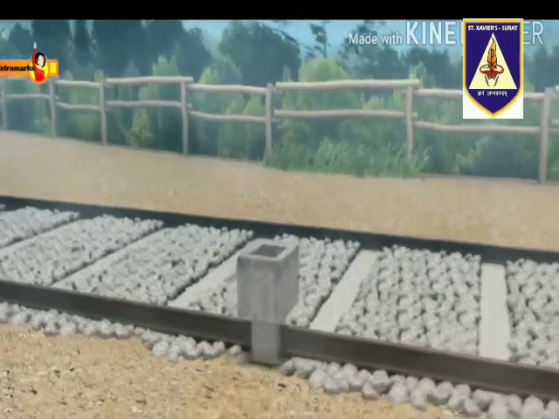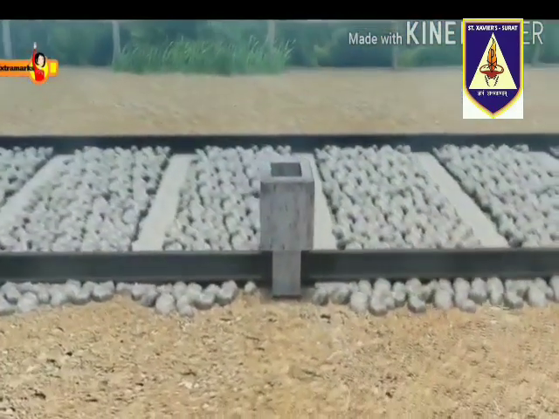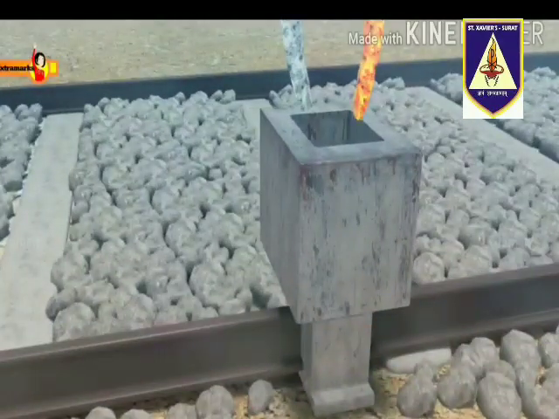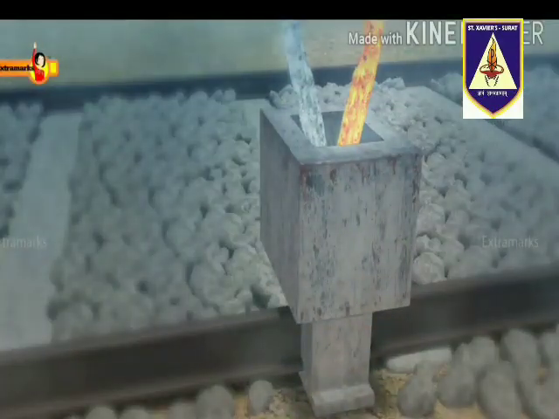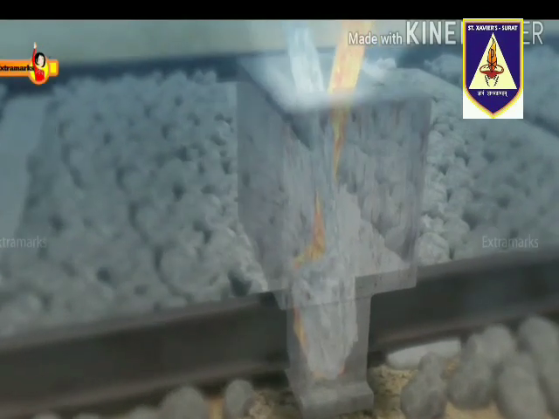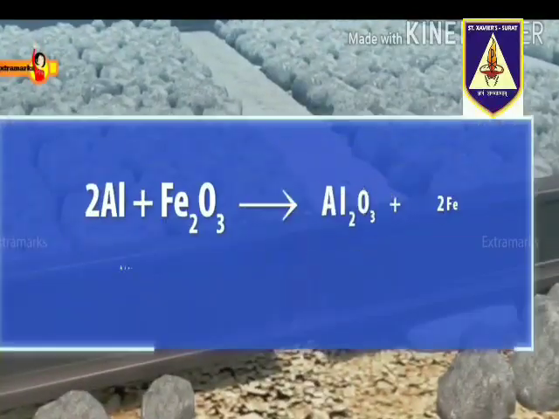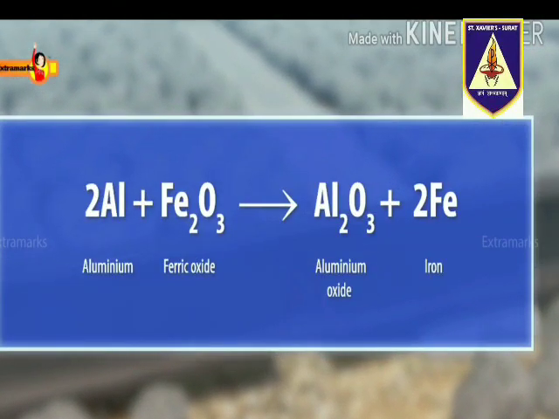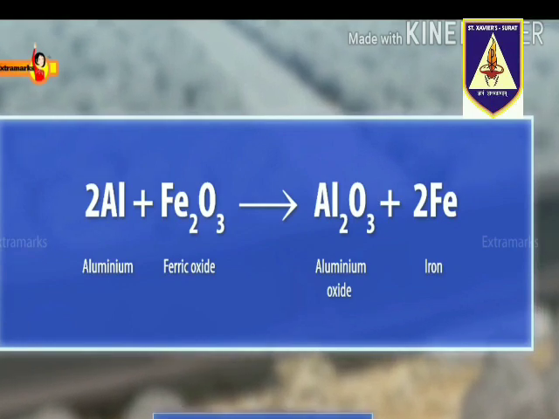In fact, the railway tracks are made by joining small units by thermite reaction. In this reaction, aluminium is made to react with processed iron oxide, forming aluminium oxide and molten iron, which joins the two units of railway track permanently. Aluminium replaces iron in ferric oxide to form aluminium oxide. Therefore, it is a displacement reaction.